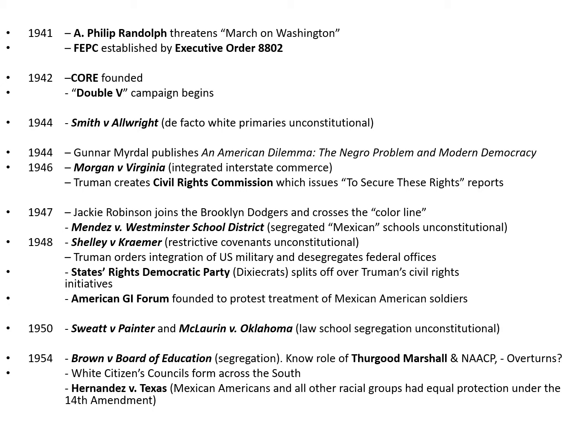And the Dixiecrats will split off in response. We touched on this in the Cold War chapter because Truman, as a Democrat, is pushing civil rights. So you have Southern Democrats, Dixie, Confederacy, Dixie. Dixiecrats are opposed to the civil rights actions. And then the American GI Forum is formed to protest treatment of Mexican American soldiers.